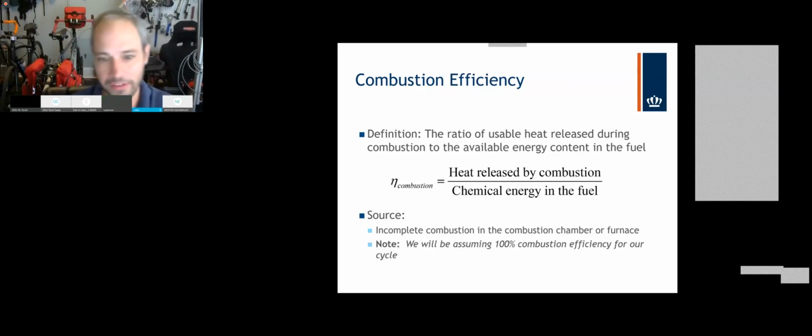So, sources of losses: incomplete combustion is the big thing, poor insulation. In this lab, we are assuming 100% combustion efficiency. Usually it's pretty high, 90, 95, 98%, because really you've just got to mix the fuel and air properly. If you can get that mixture going, you've got the chemical reaction. That's probably the least of our concerns nowadays. We've kind of figured out how to do combustion properly.